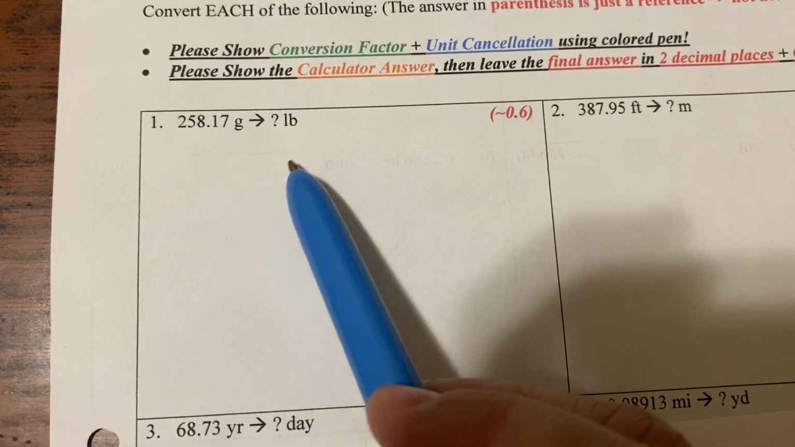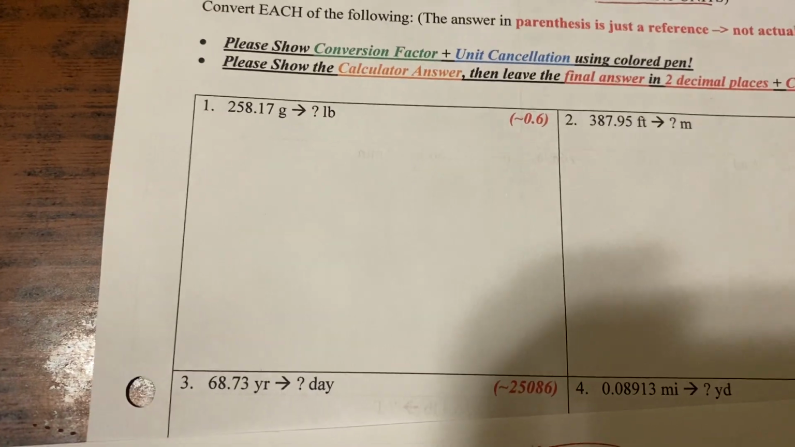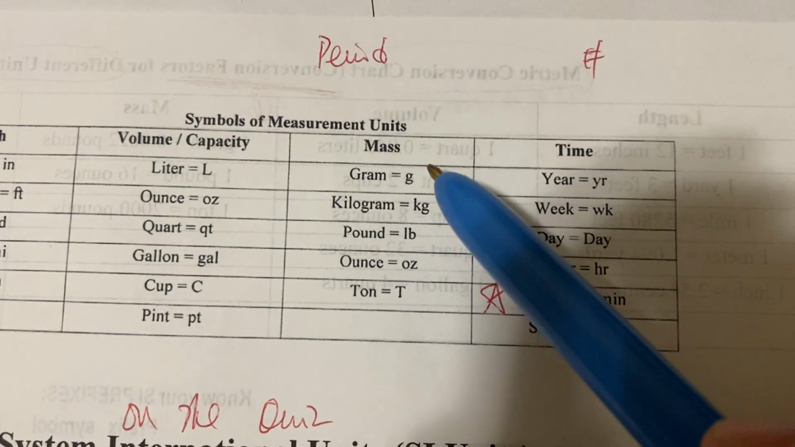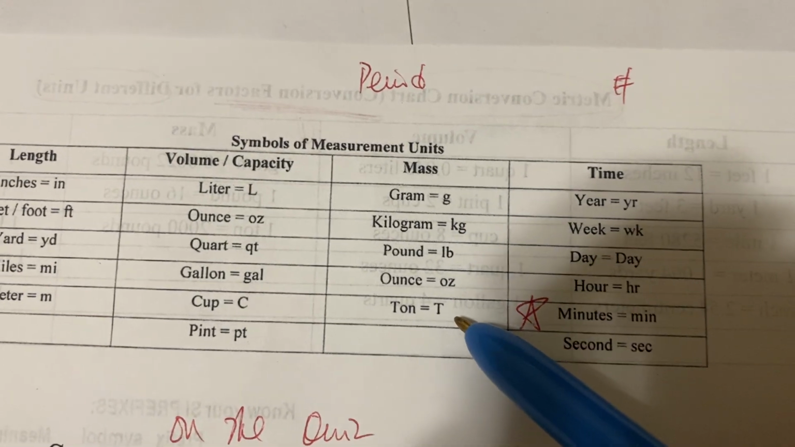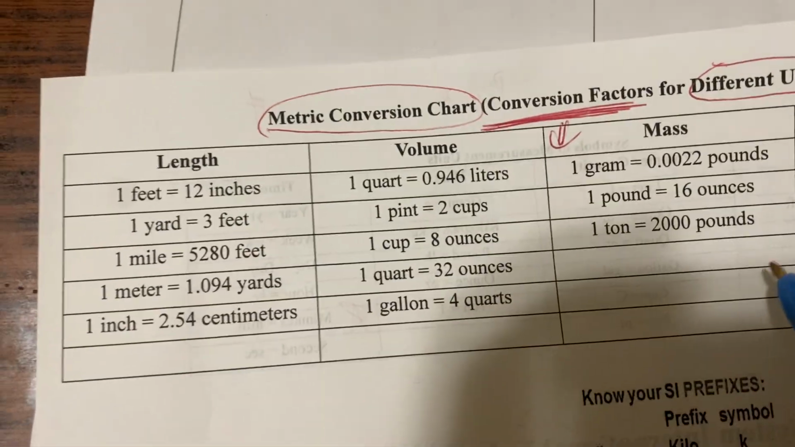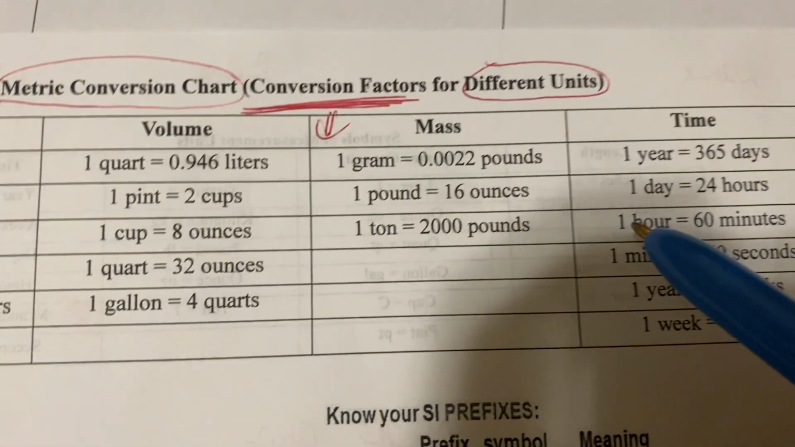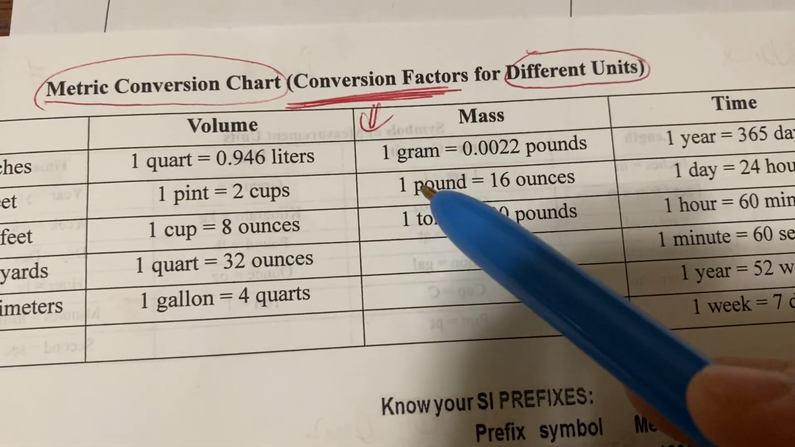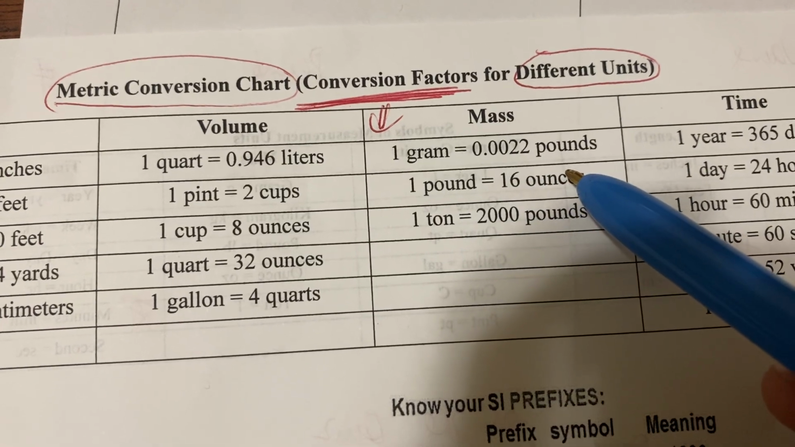First, they are both mass. How do I know that? It's because they can both be found here. Gram is G and pound is LB. So I know that they are mass. What I need to do is go to the conversion chart, go to the mass, and find a conversion factor that has both gram and pound, which is this: 1 gram equals 0.0022 pound.